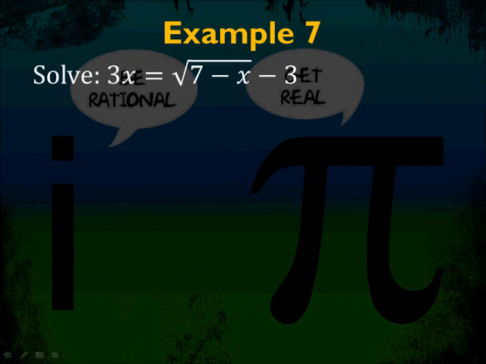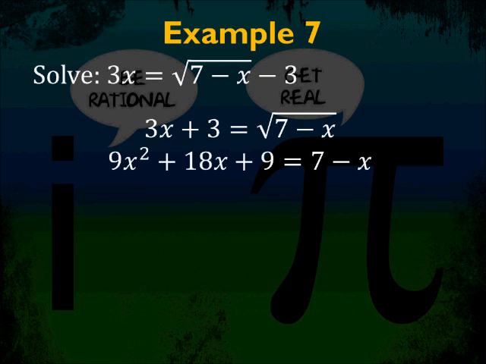Alright, let's move on to example 7. Now we have, again, one radical, so we tend to like these better than the ones with 2. So go ahead and try this one and see what you get. Isolating the radical on the right side, you get 3x plus 3 equals radical 7 minus x. Now we'll square both sides, and you get 9x squared plus 18x plus 9 equals 7 minus x.